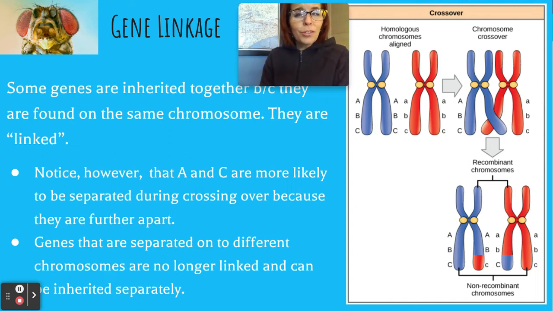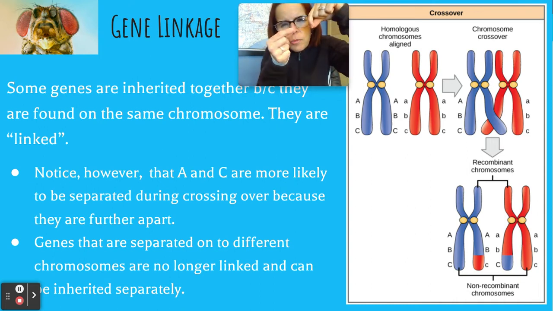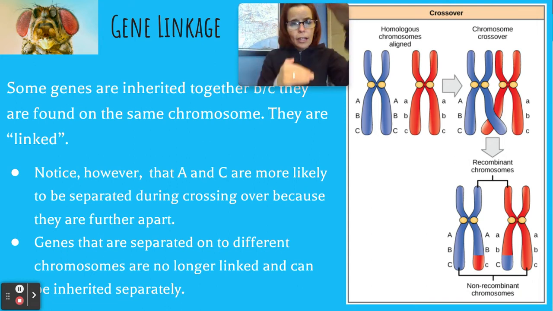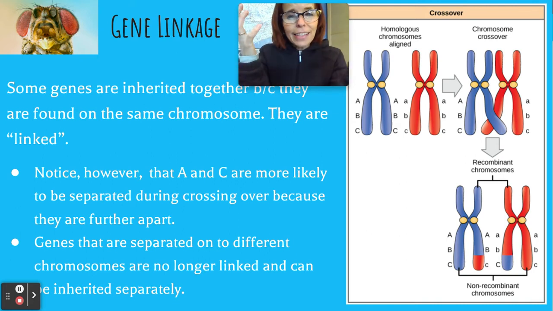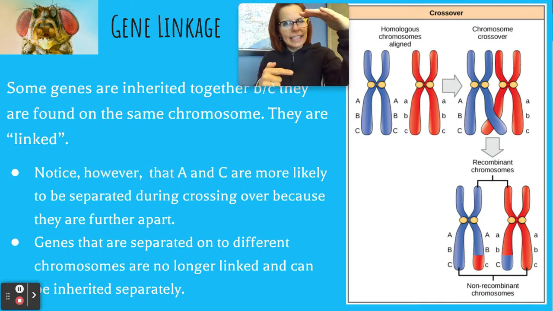So we can actually use that information. The A and the B are more likely to be inherited together because they're closer together on the chromosome. The place where crossing over occurs is random. It could happen anywhere on the chromosome. So when genes are really close together, the odds that crossing over is going to happen right in between the two, between the A and the B in this case, is less likely than it is to happen somewhere in between the A and the C.